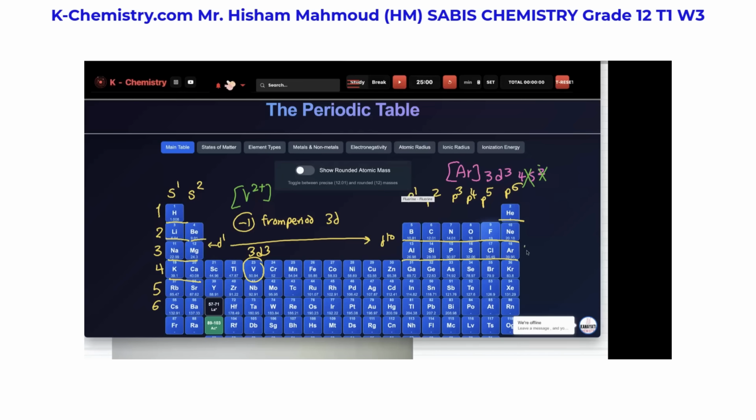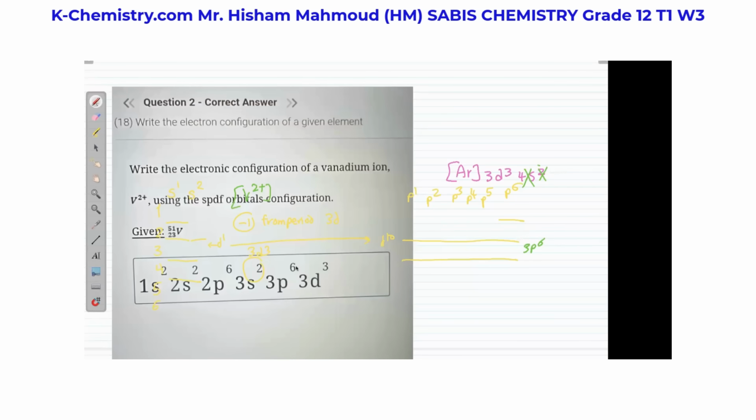Everything until 3p6, and after 3p6, right? 3d3. Where is the 4s2? It is cancelled out because I removed 2 electrons, because he told me it's a positive 2. Positive means I have removed 2 electrons. So let's see the next one.